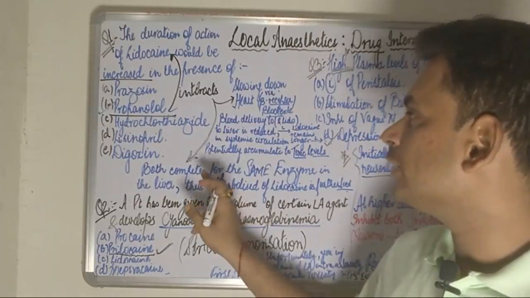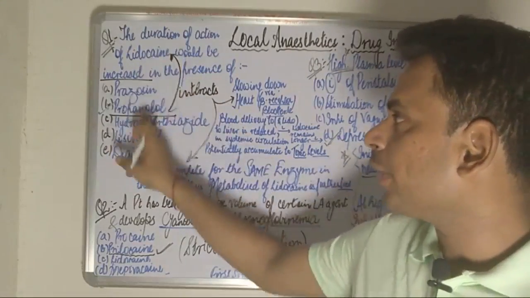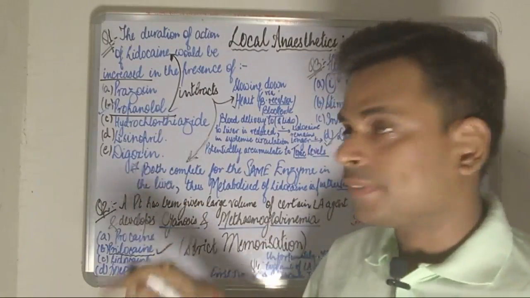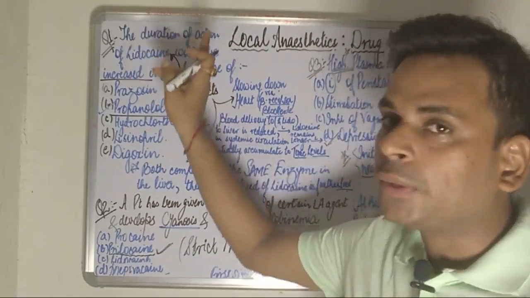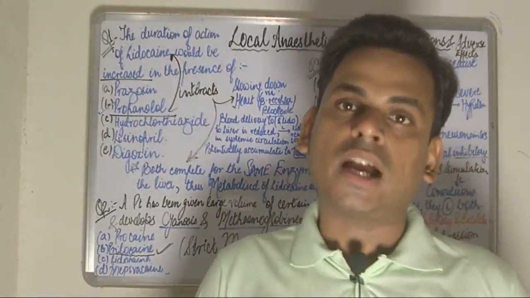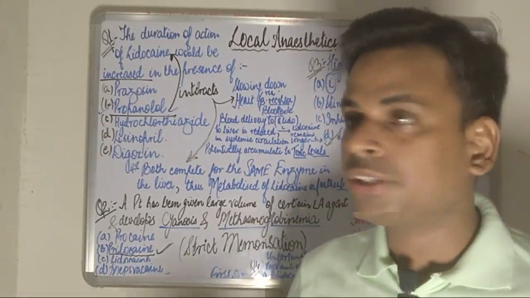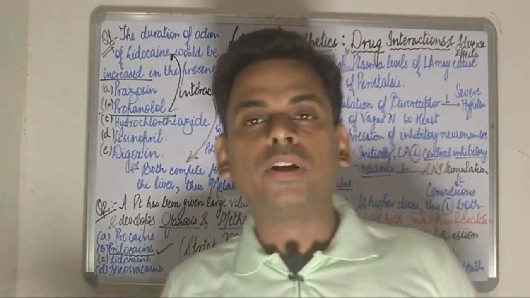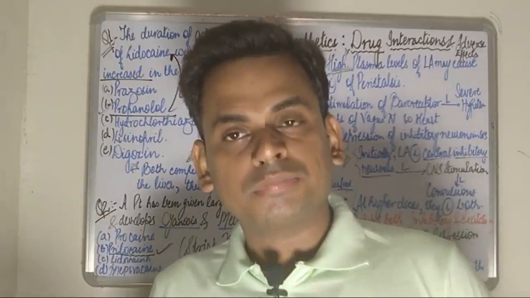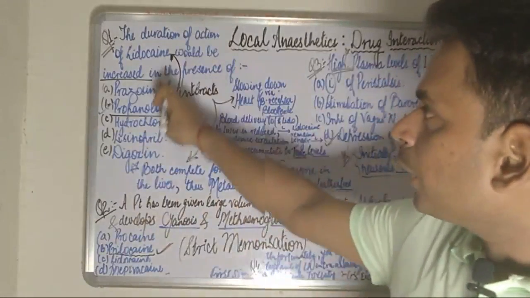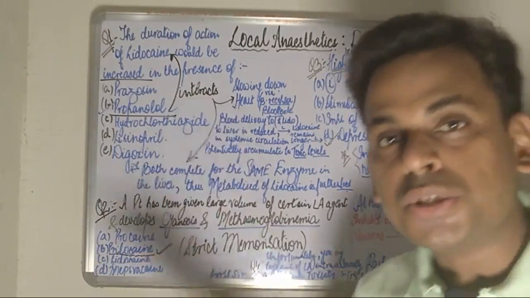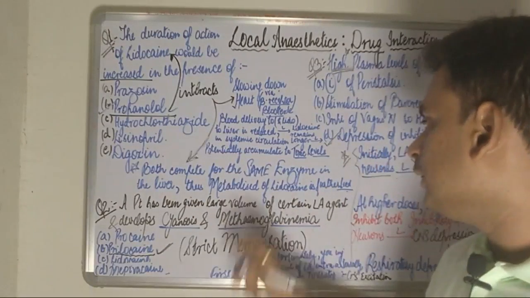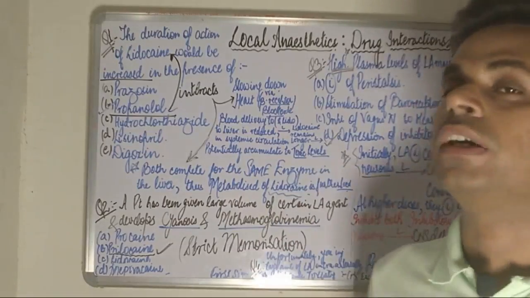The next interaction between lidocaine and propranolol is this. Lidocaine is an amide type of local anesthetic, as I've already told you in the previous video, so its metabolism occurs in the liver. Lidocaine and propranolol are going to compete for the same enzyme in the liver, and thus the metabolism of lidocaine is further reduced.